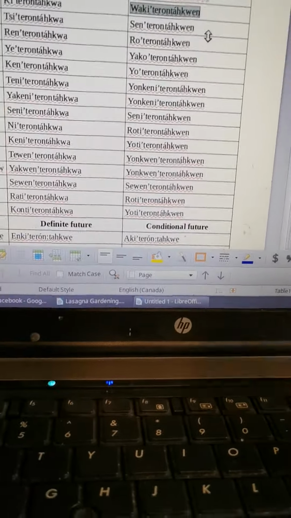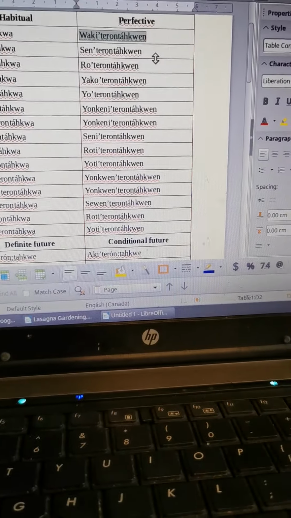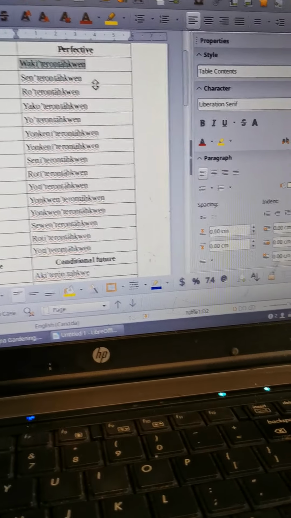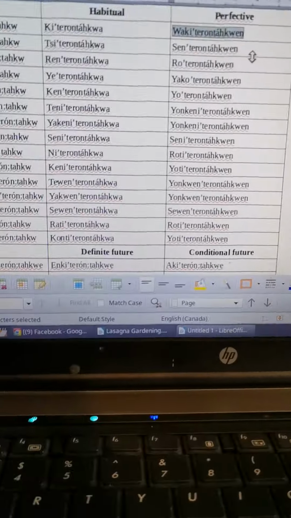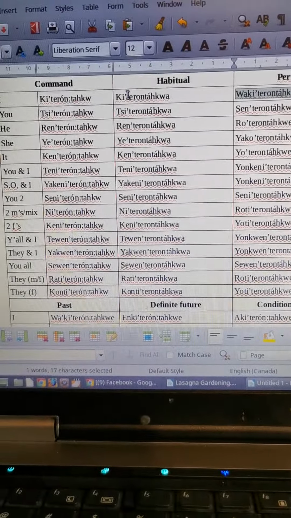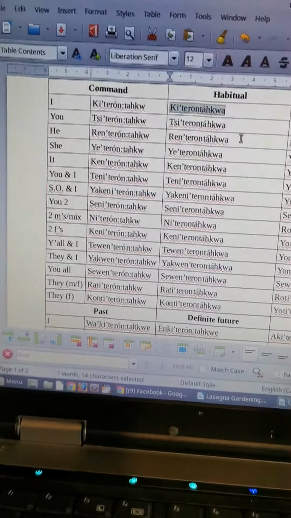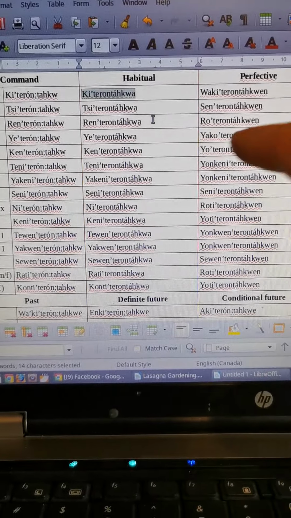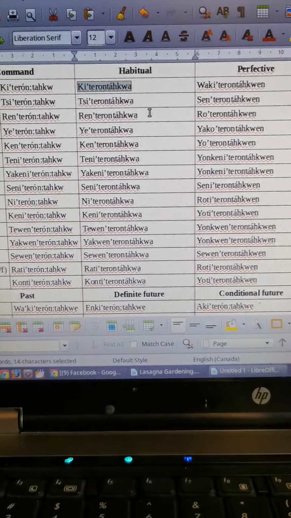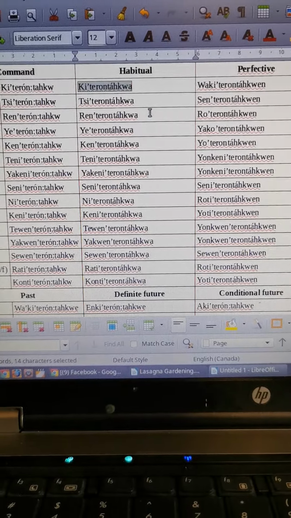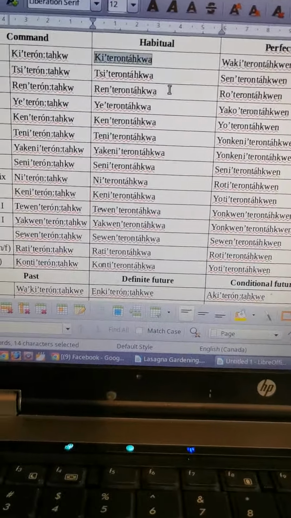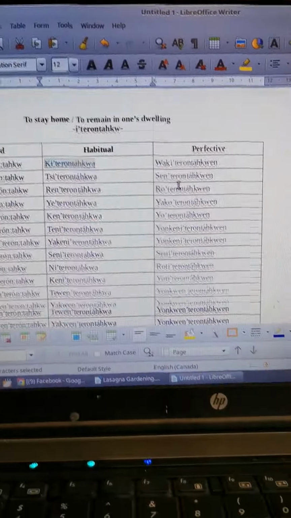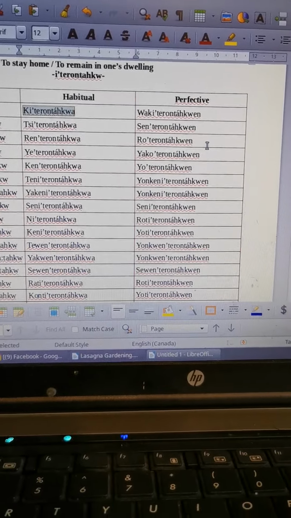Also, you can add a hage to the end. An wagi terontahkw hage. I will have been staying home. And you can put these habituals into the future as well. So you can say angit terontahkw. Angit terontahkw is the habitual future, which means I will keep staying home. So this is just the active chart. We can also expand this to make more charts for the habitual and the perfective.